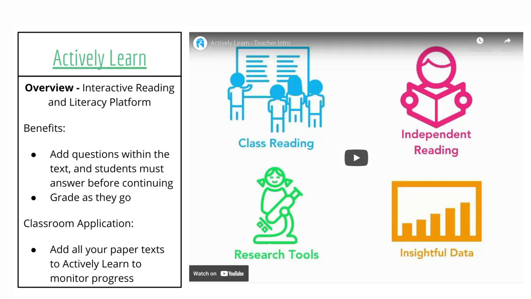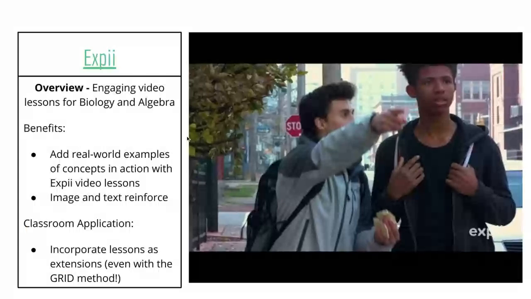Another one for our kids for ELA or social studies or science, or you can say it's used for math, is Actively Learn. This is an interactive reading platform. It's really great for adding questions. It breaks up the text so that when you get to a certain question, the kids can't go below that part of the text until they've answered that question. So it's really good for a lot of different purposes, but if you're having them read online, Actively Learn is a huge resource that could be helpful to your kids.